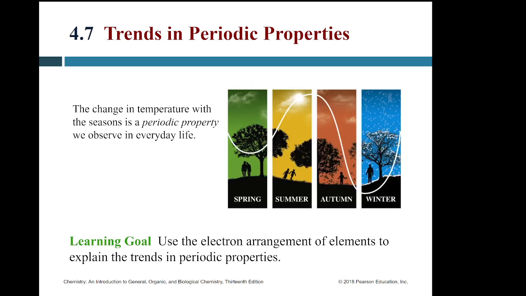Okay, so one of the things that happens is the temperature with the seasons is a periodic property. We actually observe that in everyday life. Spring obviously is a little cooler than summer. Summer's a bit hotter than autumn. And winter is kind of the nadir or the low point of that temperature cycle, right? Is everybody familiar with those seasons?